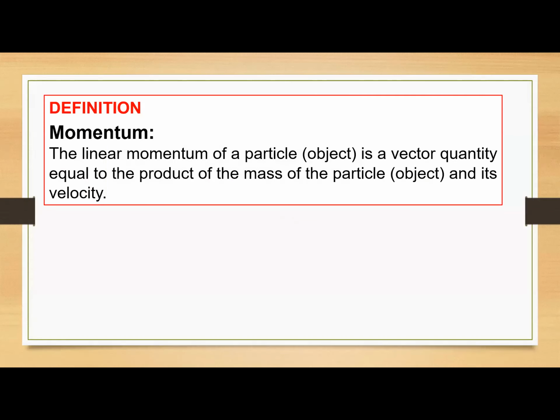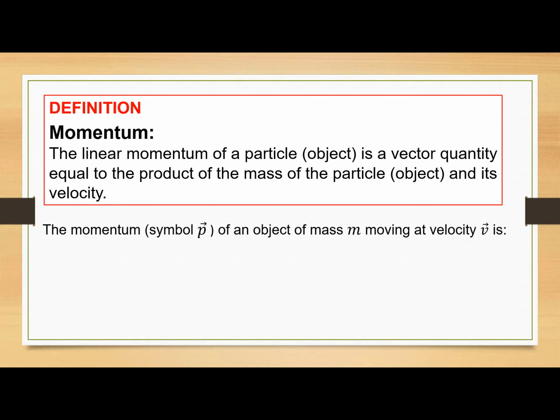Okay, so the definition of momentum. The linear momentum of a particle is a vector quantity, and it is equal to the product of the mass of the particle and its velocity. Sometimes they will ask you in the test or exam to state or explain what momentum is, and then you need to know how to do it. The symbol for momentum is a small letter p, with an arrowhead above the p because it is a vector quantity.